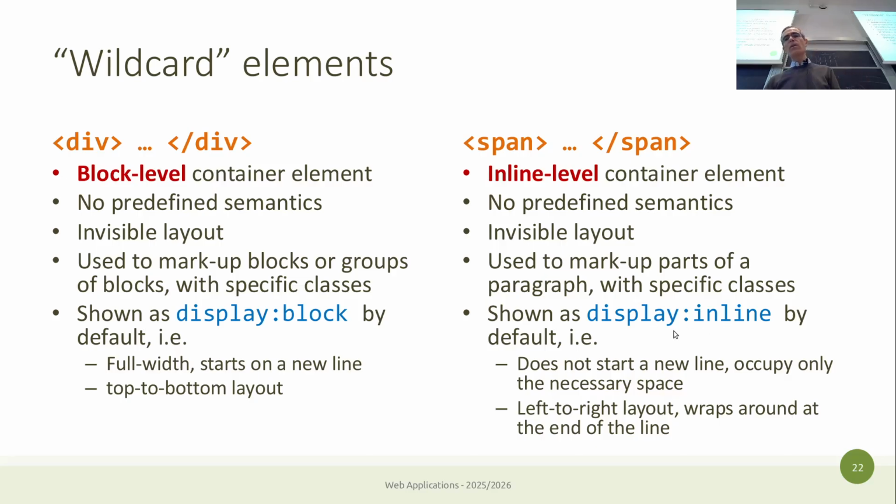But we are going to see what this inline and block means better later with the CSS, okay? So it does not start a new line, it occupies only the necessary space, while the first is full width. Basically, it's a box, a virtual box created inside the browser window, okay? No predefined semantic for both of them, invisible layout, but they are elements in which we can put, for instance, the previous attributes, class or IDs, and then can easily isolate sub-trees inside the DOM tree of the HTML in the browser. Okay?